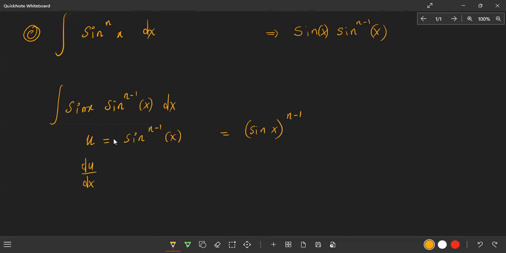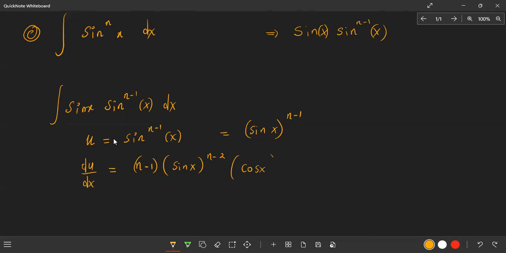This dx shouldn't be there. So now let's differentiate this. Differentiating this first, drop the power, so this is n minus 1, and then multiply by the same function, and then subtract 1 from the power. So I have n minus 2. And then don't forget to differentiate the inside function as well. We differentiate the inside function as well. So this becomes what? Cos x.